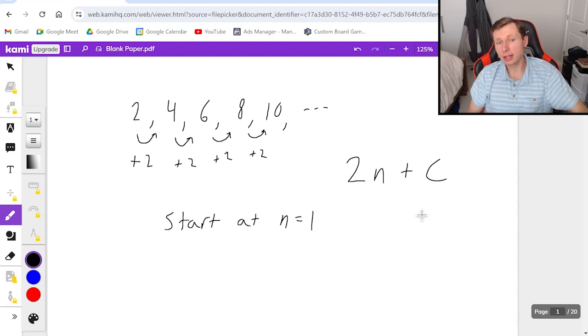But now I still got to solve for c. And to do that, I got to think about where my numbers are starting. So for instance, if I plug in n equals 1, 2 times 1 is 2, which is my first number. So in other words, I think c equals 0. And for instance, if I plug in the second term when n is 2, 2 times 2 is 4, that is my second term, 4. Looks like the constant there is 0. So the answer for this one is just 2n.